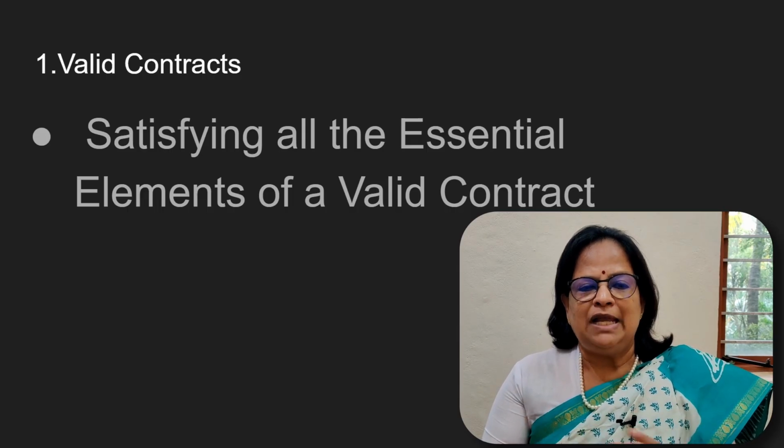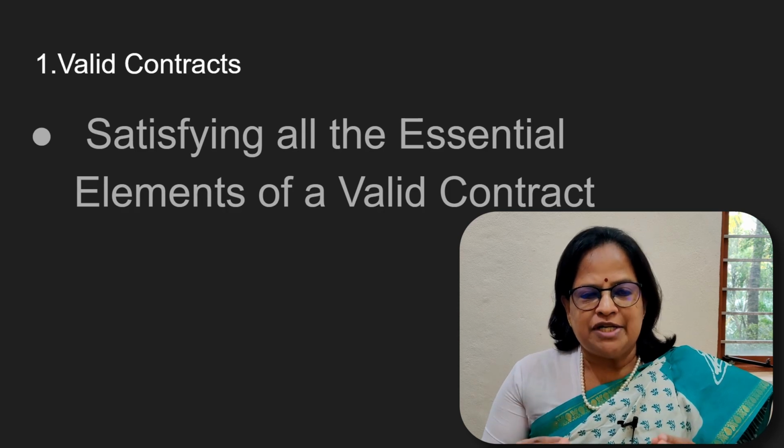Now what do you mean by valid contracts? A valid contract is a contract which satisfies all the essential elements of a valid contract. I am going to explain the essential elements in another module, as that is a very important point. There are 10 essential elements. It should be written and registered, not merely spoken. It has to have a legal aspect, consideration, all these points.